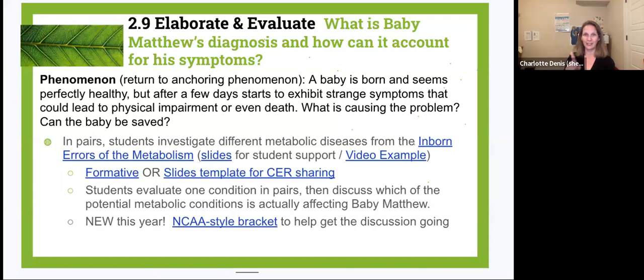So Elena and Monica, this came up when you were in the summer class two years ago. My colleague drew up an NCAA style bracket to help us with this task. And that worked last year, worked really well. So let me tell you about it.